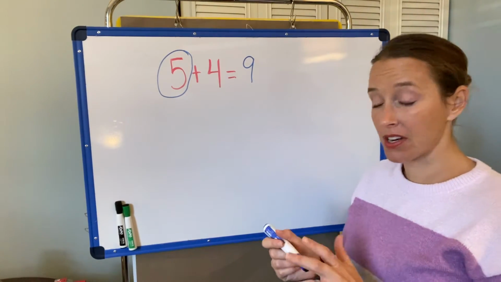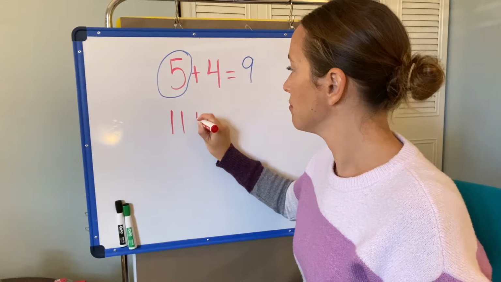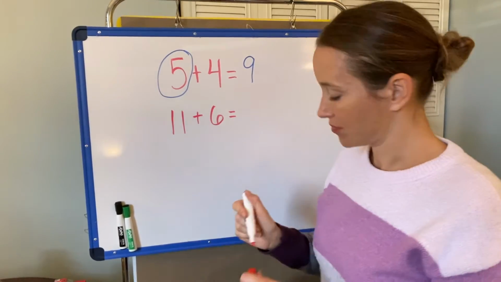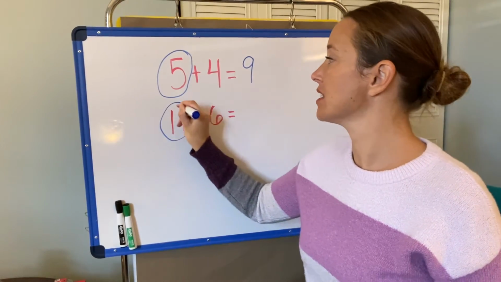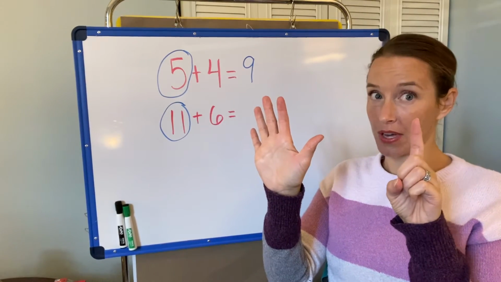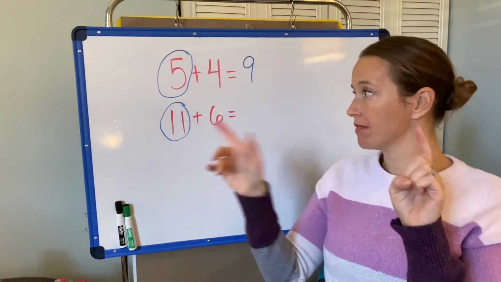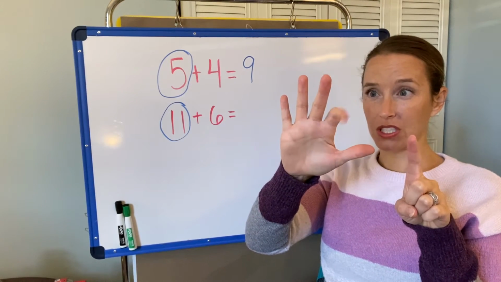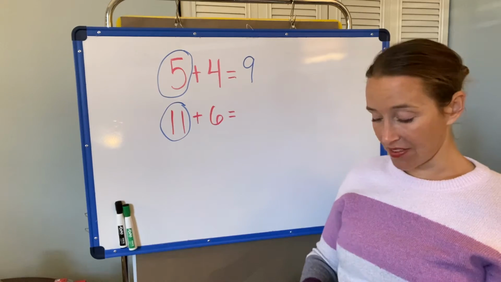Okay, so let me show you another one. And I'm going to use a bigger number. So I'm going to do 11 plus 6. Okay, so which one is my biggest number? It's 11. So I'm going to put a circle around 11. It's my biggest number. And I'm going to put 6 on my fingers. Okay, so I'm going to use my count on strategy. So ready? I have my fingers ready with 6. I'm going to put 11 in my head. 11, 12, 13, 14, 15, 16, 17. Okay, so 11 plus 6 equals 17.